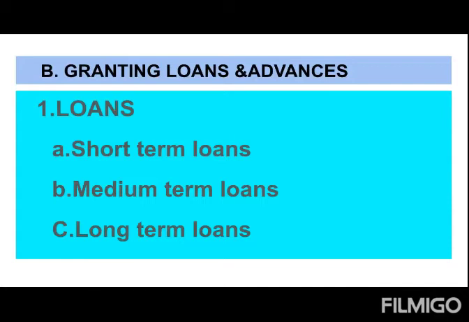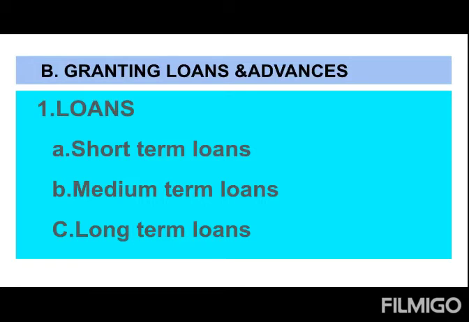Loans. There are 3 types of loans given by the commercial bank: short-term loans, medium-term loans and long-term loans. On loans, the banker will charge interest on the entire amount of loan money, whether the person withdraws the full amount at once or in installments. That is not the matter. On the total loan money given, the banker will charge interest.